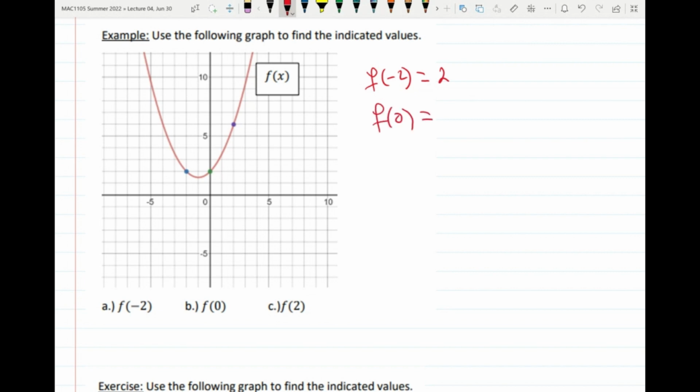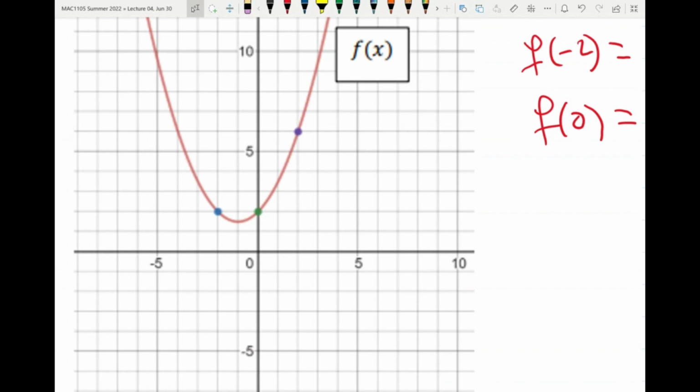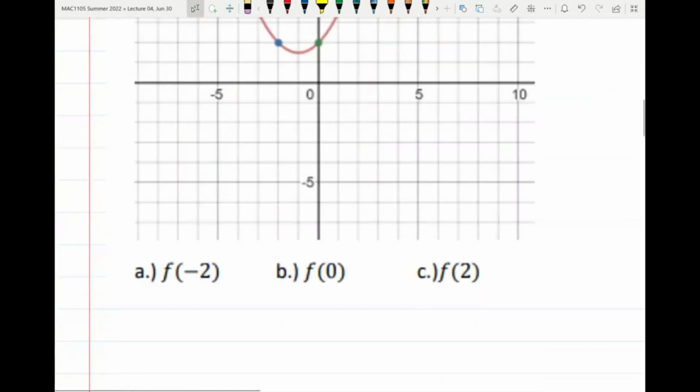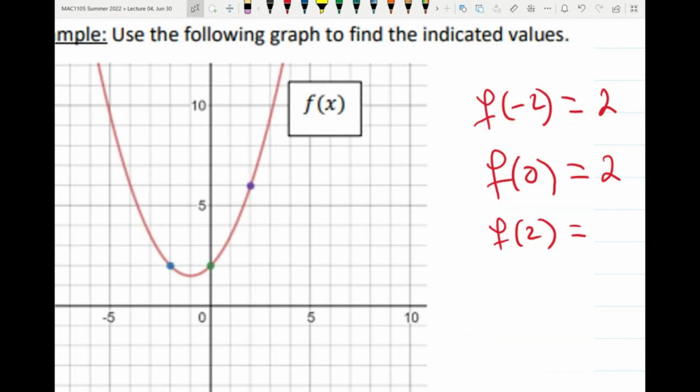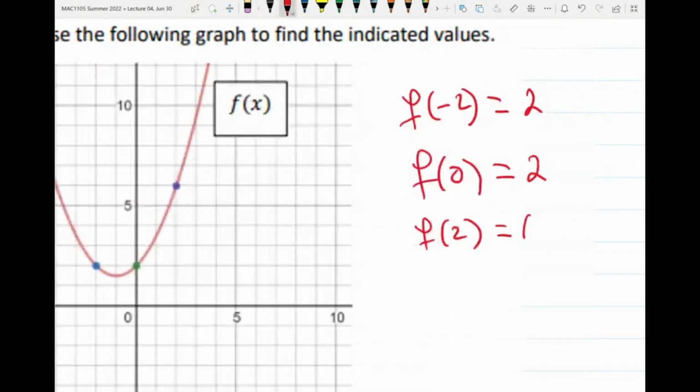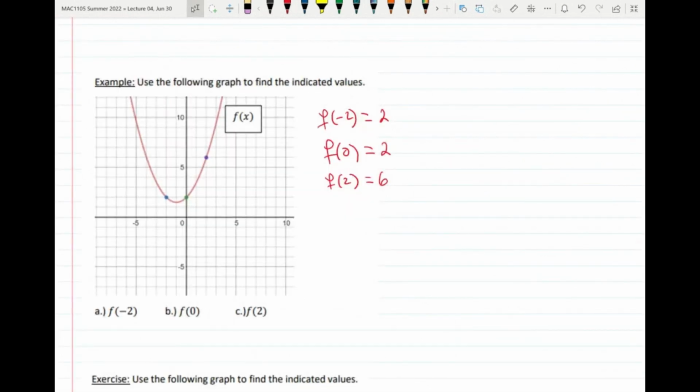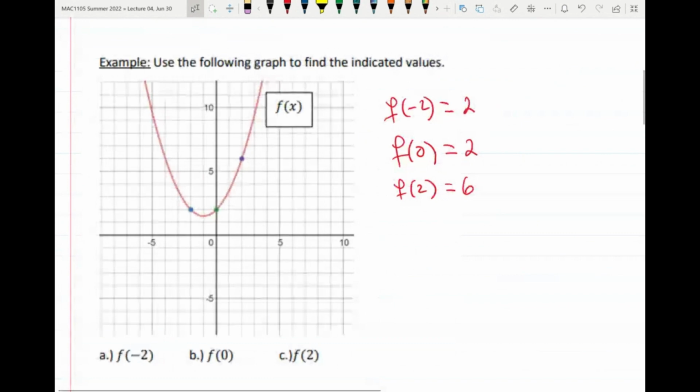Let's see, who can tell me what's f of 0? 2. It's equal to 2, right? So when x is equal to 0, y is 2. So f of 0 is equal to 2. Good. And the next one was f of 2. What's f of 2? So x is 2, right here, that will be 6. Good. Are you okay reading the graph? Okay, perfect. So that's that one.